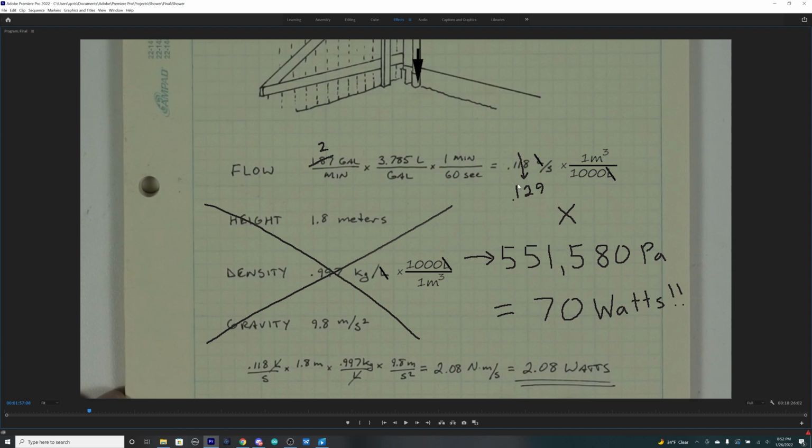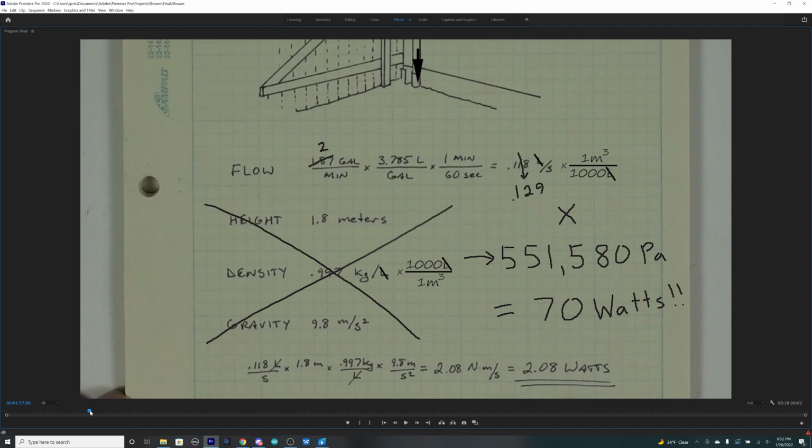Cancel out the liters, and now I've got this tiny little number in meters cubed per second, and then we were able to multiply that through times this huge number, cross out the pascals and put newtons per meter squared, and we end up with the units all working through to watts, the same Newton meters per second. And that's where we get our number for 70 watts.